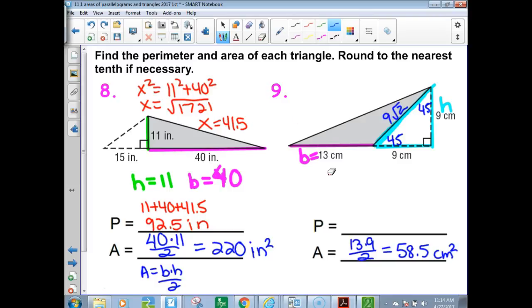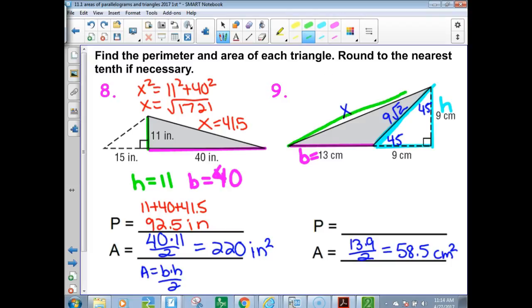The problem is I want the perimeter of the gray part only. So now I need to find this, and I'm going to label it with an X. How am I going to get it? The gray triangle is not a right triangle. So I am still going to need to do Pythagorean theorem, but it's going to be for a much bigger triangle.